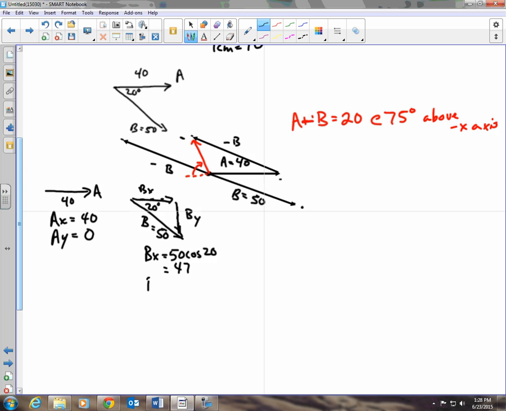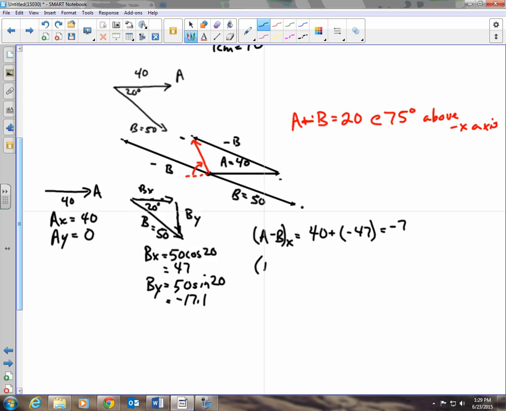And then BY is going to be 50 sine 20. And that's going to give me a value of negative 17.1. But I'm not trying to find A plus B, I'm trying to find A minus B. So A minus B, the component of that in the x direction is going to be the A 40 plus minus B. So minus B actually is minus 47. So that's going to tell me the x component of this is going to be minus 7.